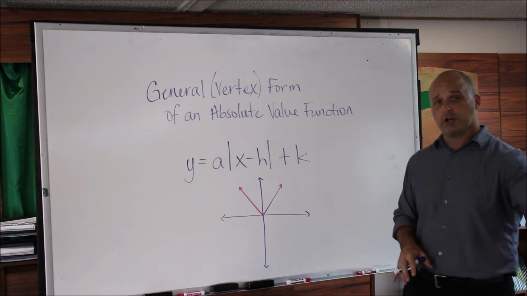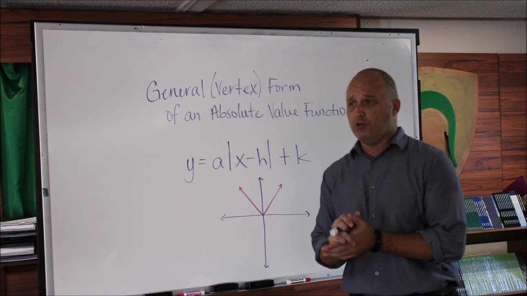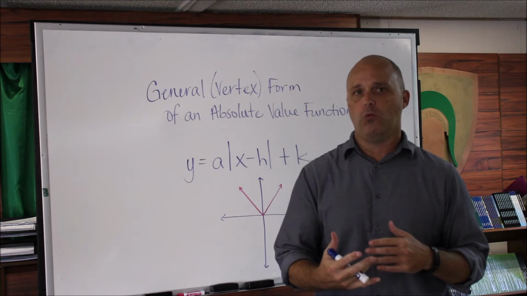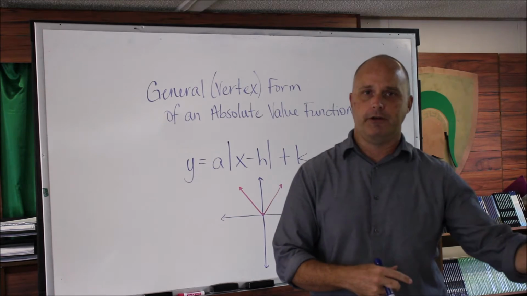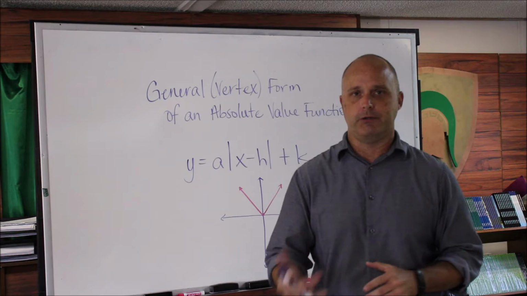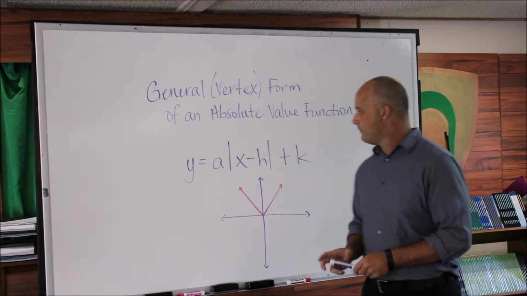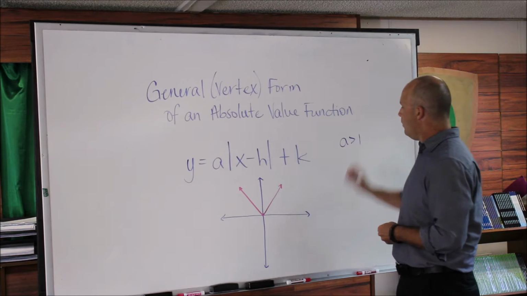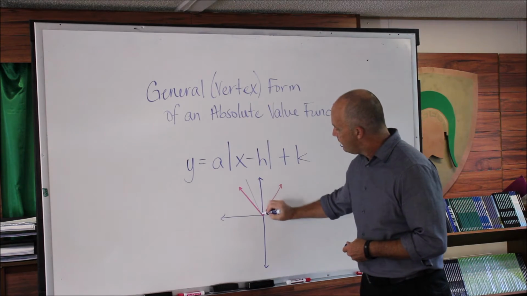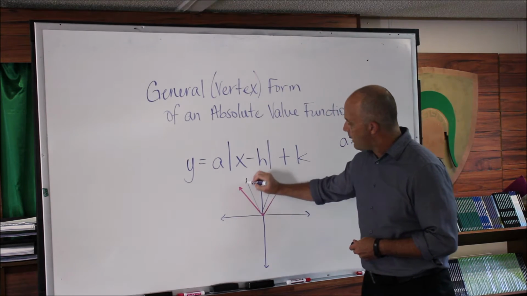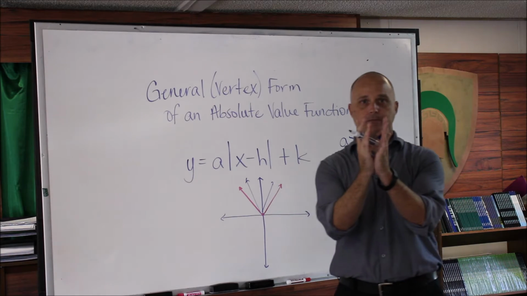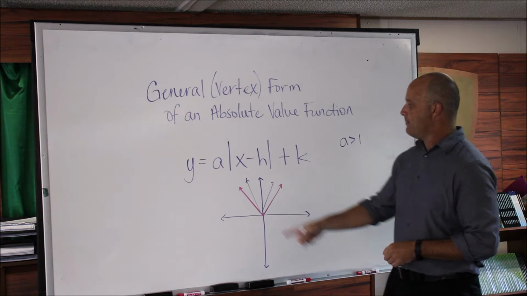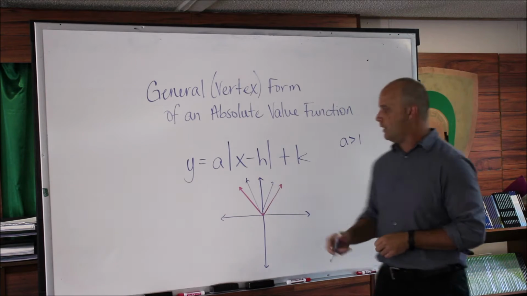Now, in the ones that we're going to do in the book here, you are only going to have an a value of 1, but I'm going to show you what an a value greater than 1 or an a value between 0 and 1 is going to do to the graph. If your a value is greater than 1, then your graph is going to end up getting stretched. So that means it gets narrower. Think about taking a rubber band and stretching it out. That's what happens when you get an a value greater than 1.